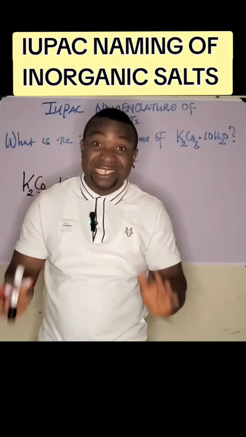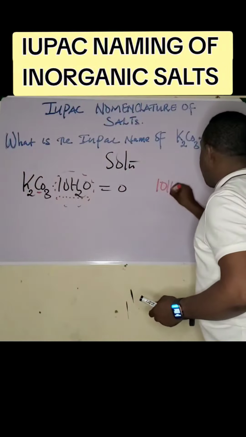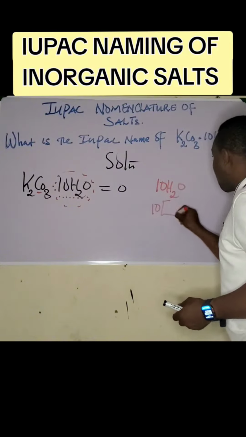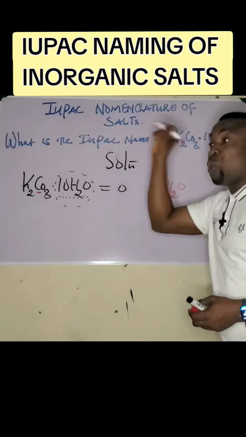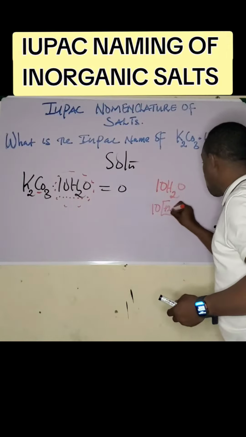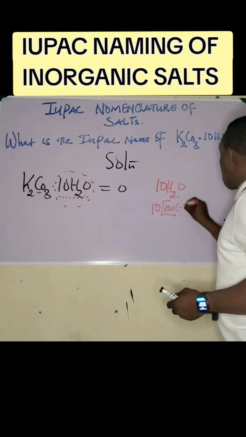a hydrated compound is a compound that contains molecules of water. These molecules of water will always give us 0. For example, 10 is multiplying this. Oxidation number of hydrogen is +1. +1 times the subscript, we are having +2 or 2. Oxidation number of oxygen is -2.